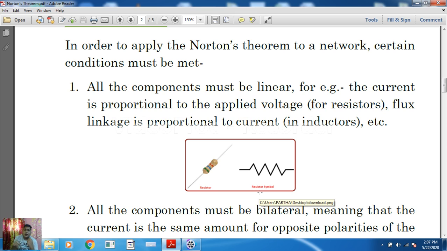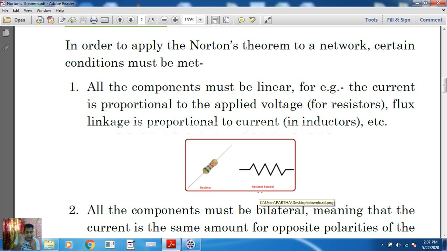Now in a graph, if we want to plot a straight line, on the x-axis we take the voltage, and on the y-axis the current. If the voltage value is increasing and the current value is increasing with it, we get a straight line. That is the linear property of an element. That means when voltage is increasing, current is increasing, and when voltage is decreasing, current is decreasing. That is the linear property.